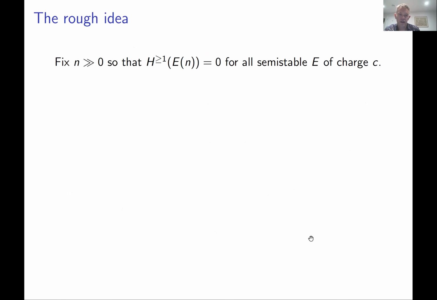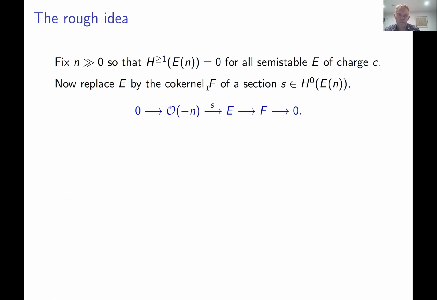Okay, so here's the rough idea of what we do. We twist up all our sheaves to be very positive. So we twist them by very ample line bundles so they have no higher cohomology.